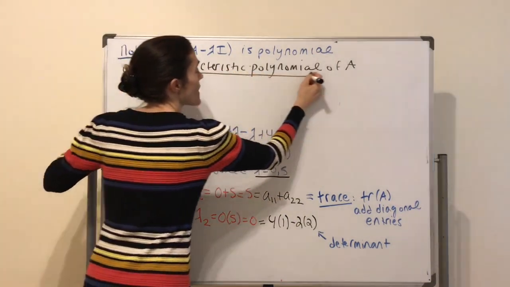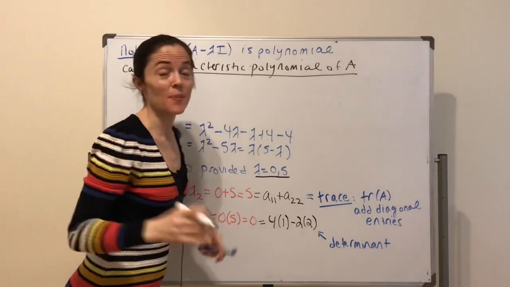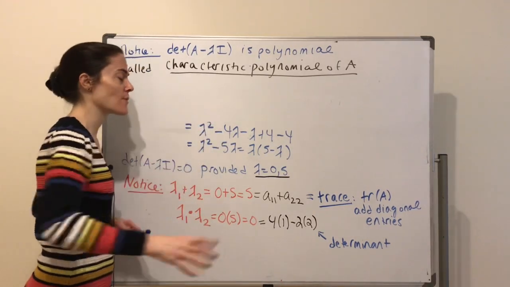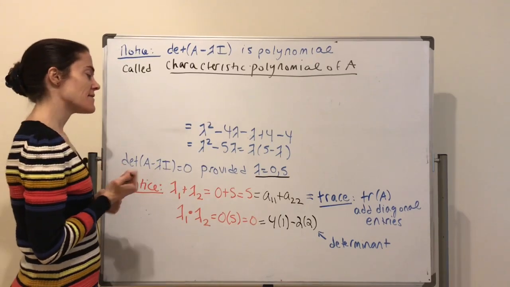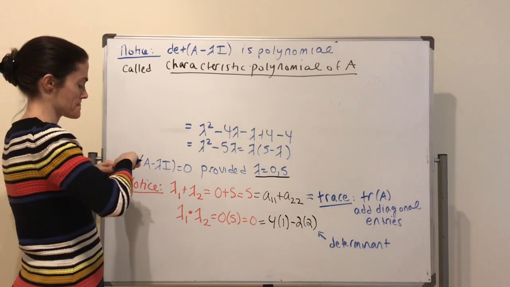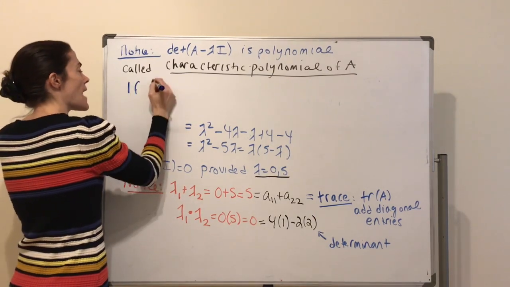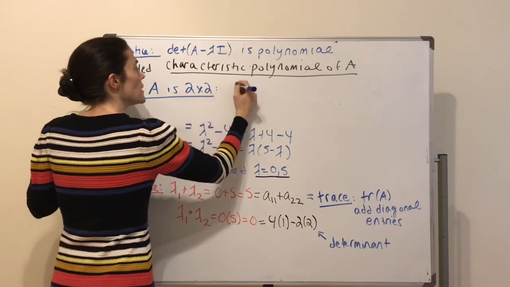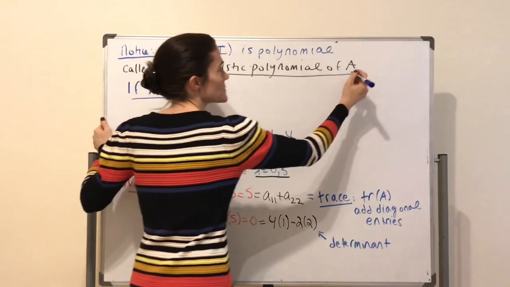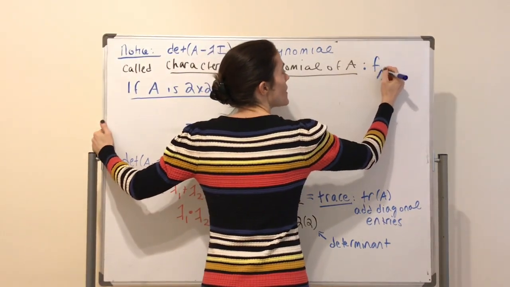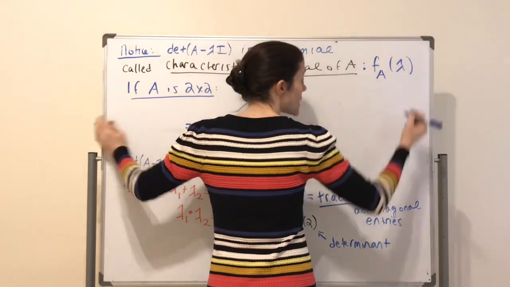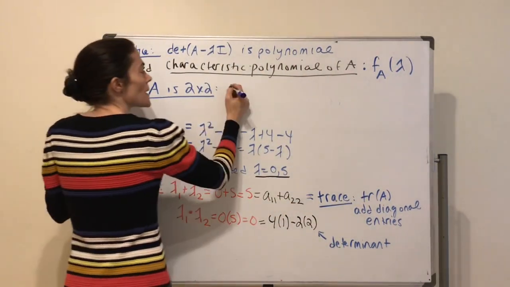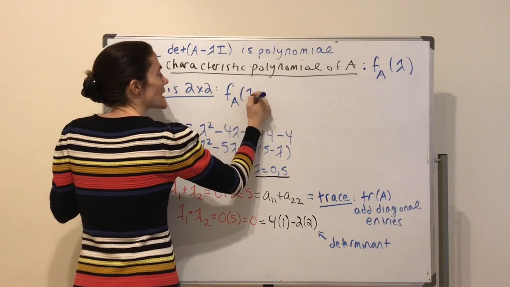And it will be, if A is n by n, a degree n polynomial. We're going to see more than just degree 2 today. I'll do a 3 by 3, 4 by 4, a couple like this. And then if A is 2 by 2, this characteristic polynomial, sometimes it's denoted like this, f_A of lambda, because it's a polynomial in lambda, right? We see it here.